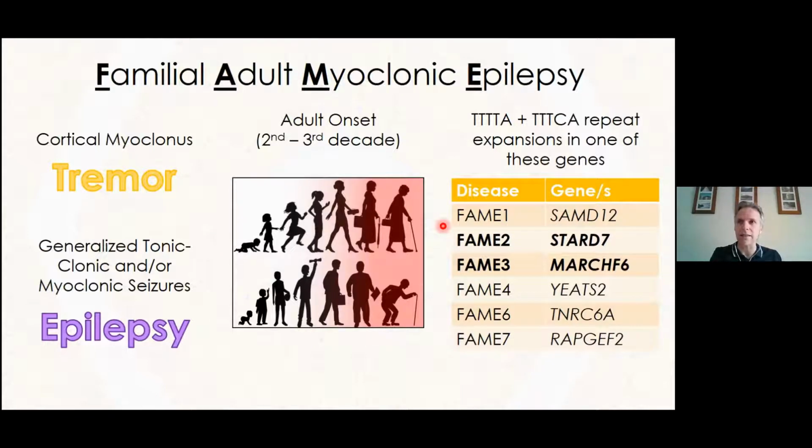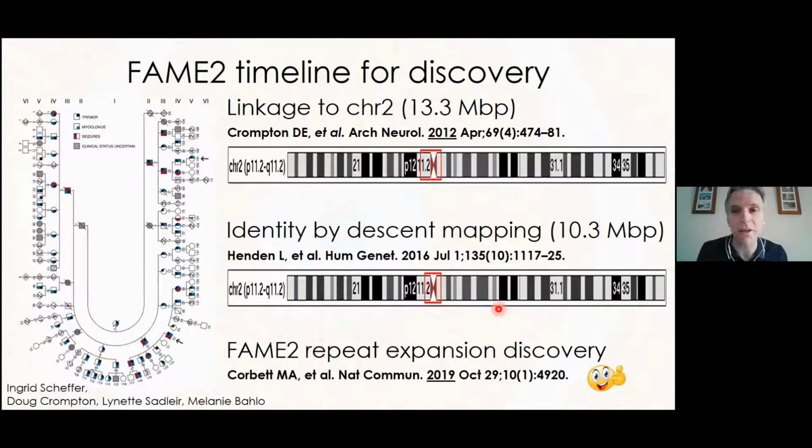We know of 6 genes that are linked to FAME, and today I'll mainly be talking about STARD7, and I know Crystal will be talking about the MARCH6 gene causing FAME3. What's peculiar about all of these genes, even though they're completely functionally unrelated, is that they all have an intronic TTTTA reference repeat sequence, typically quite small, maybe 5 to 7 copies, and an inserted TTTCA repeat expansion. These expand to many hundreds of copies, and all of these 6 genes cause FAME. So I'm going to tell you a bit about our story and how Bynano has helped us learn some new things about this disorder.